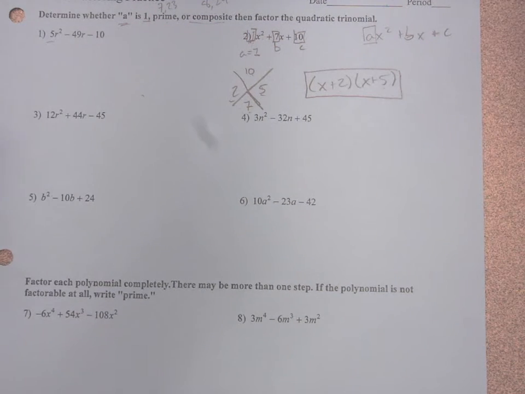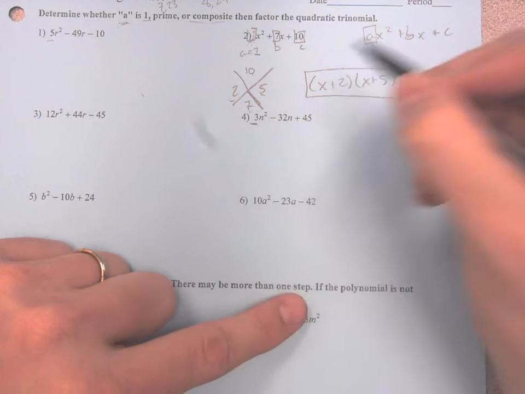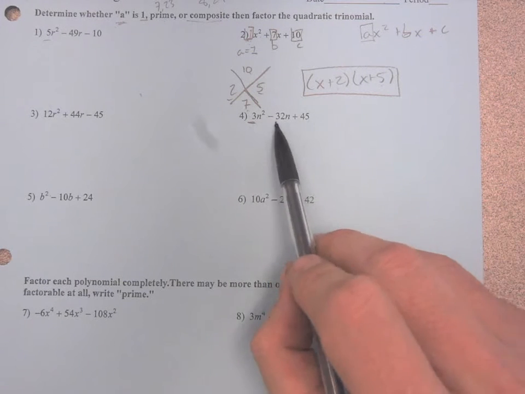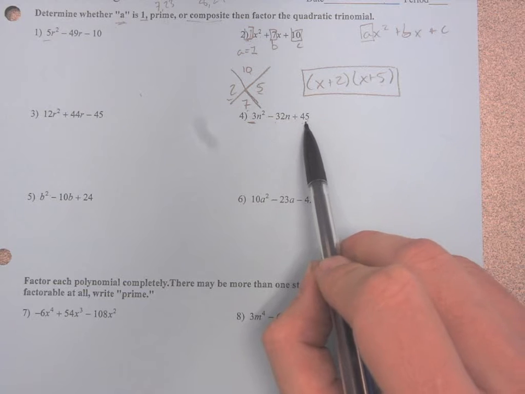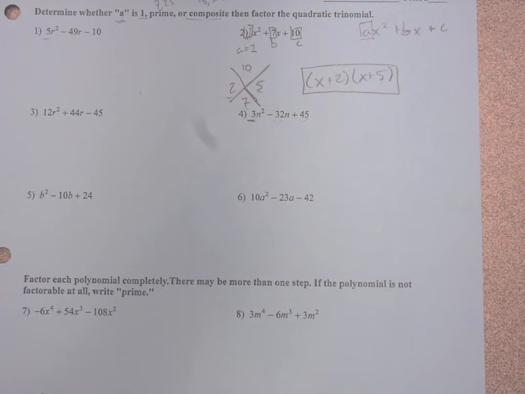All right, let's look at number 4 now. Okay, now in this case, you'll notice that it's not 1 anymore. It's a 3 this time. And if we can factor out that 3, that's going to be our first choice. So I'm going to look to see if these are divisible by 3. 45 is, but 32 is not. And so I can't take out that 3 the way I want to.